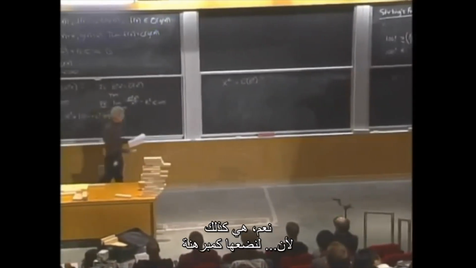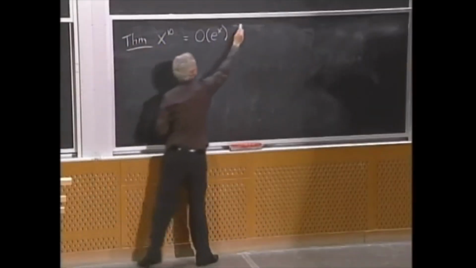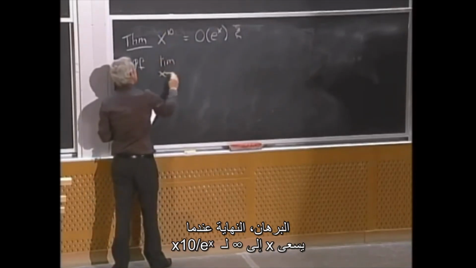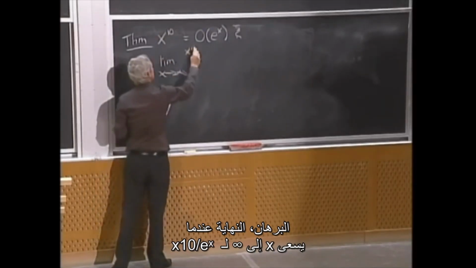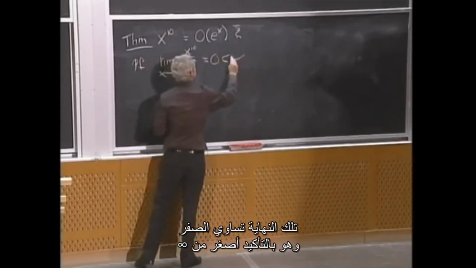Yeah, it is. So this is a theorem. Proof. Limit as x goes to infinity of x to the 10 over e to the x. That equals 0, which is certainly less than infinity.